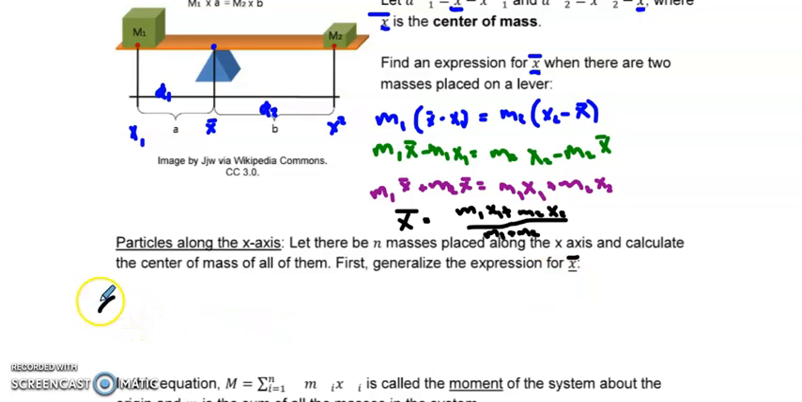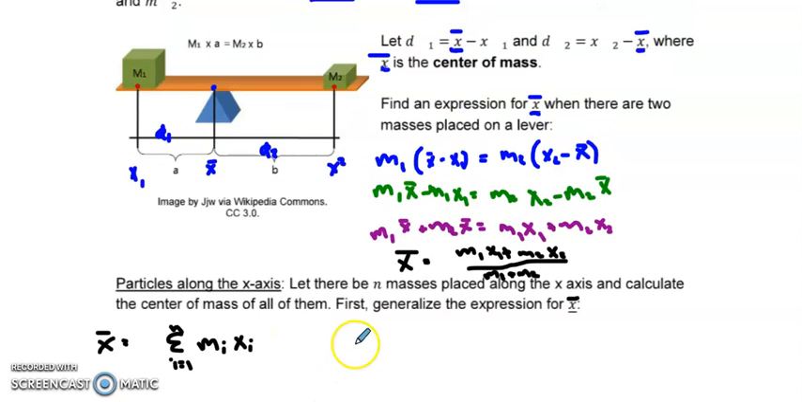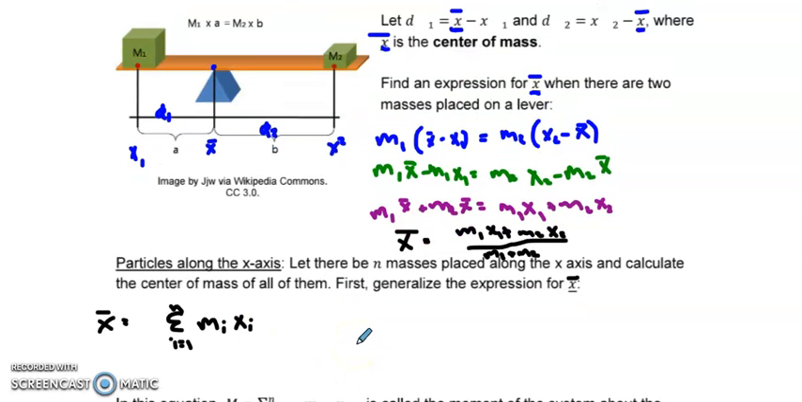And so what we're going to say is that x bar is equal to the sum from i equals 1, which is the first particle, to the nth particle of the ith mass times x sub i, which is, of course, the distance of that mass from the center of mass. So you're taking the sum of all of these m times x's, and you're going to divide it. Remember, here we divided by the sum of the two masses. Now we're going to divide by the sum of all of the masses. So we're just summing up m sub i there.